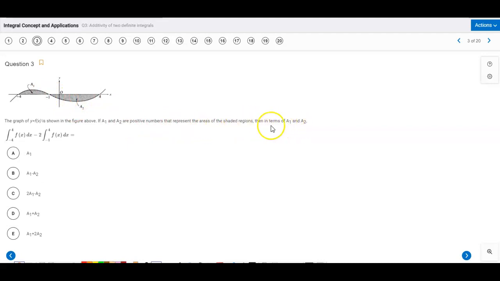And then what they want us to do is find out what this integral expression equals using the values A1 and A2. Well, let's go ahead and start here. Negative 4 to 4. That means I'm going from here all the way up to 4. So in other words, that's both of those pieces put together. Okay? So that first piece right there is equal to A1 combined with A2. Now, we know that it's supposed to be a negative value because it's below the x-axis, so I'm going to put minus A2. Okay?